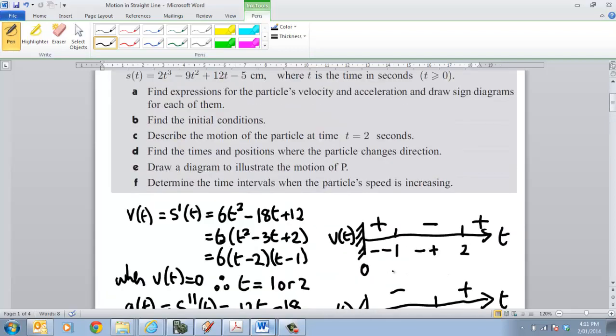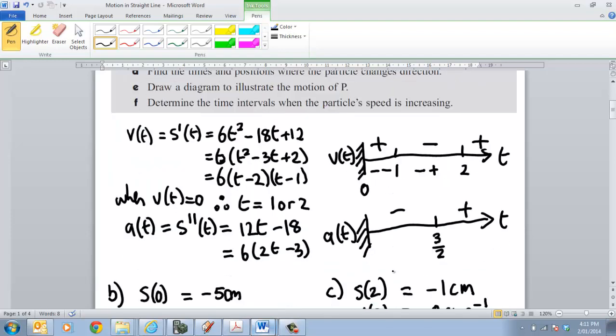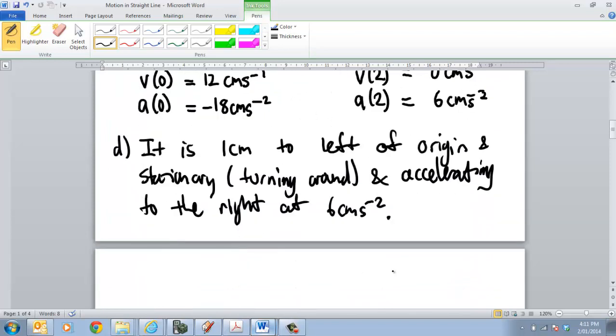The next part of that question says find the time and positions when the particle changes direction. So that's actually part D. It changes direction when V of t is equal to 0, and so therefore it changes direction at t equals 1 second and t equals 2 seconds. So that's when it's changing direction. Now we have to find the position for that.